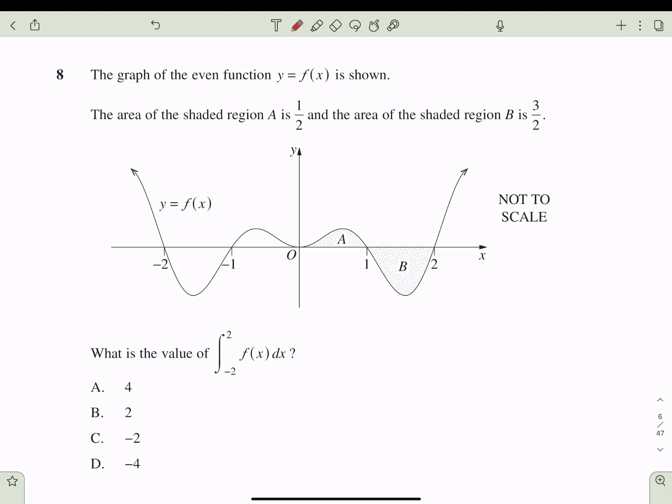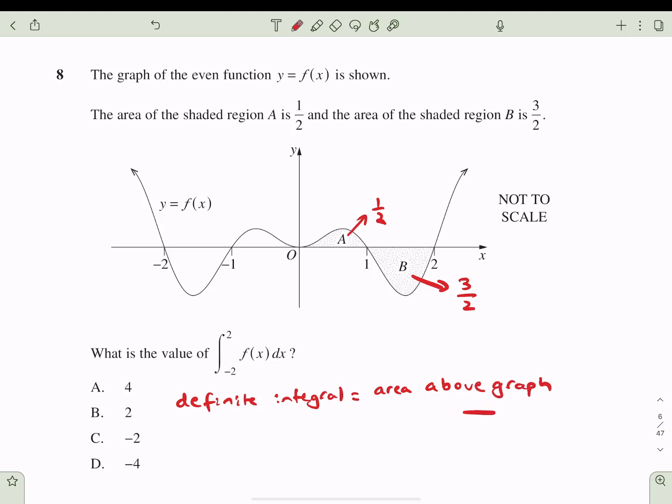Question 8. The graph of the even function y equals f(x) is shown. The area of A is going to be half, and the area of B is going to be 3 on 2. What is the value of the integral of f(x) between negative 2 and 2? So, before we begin, we should think about what definite integral really means. My definite integral evaluation is actually just equal to the area above my graph for this interval, subtracted by the area below the graph. Okay, that's what my definite integral is actually defined as.